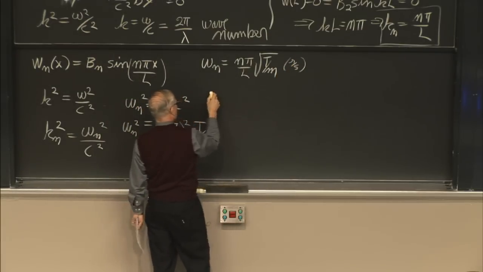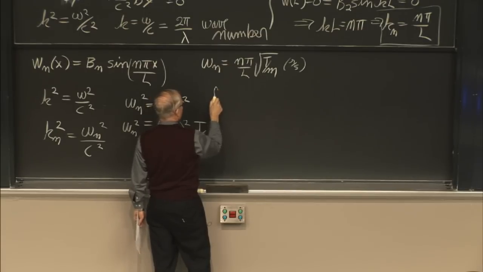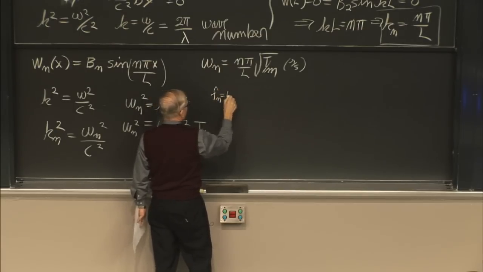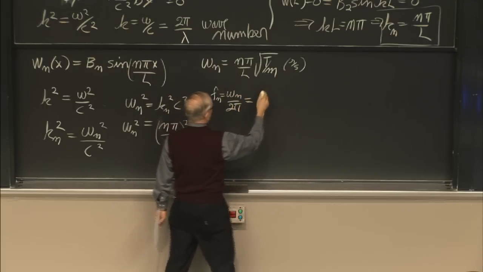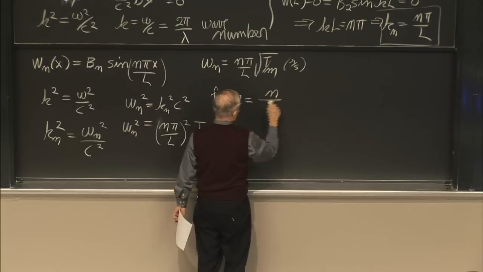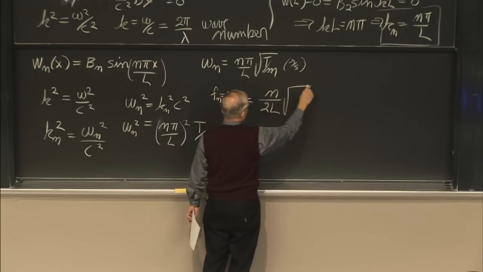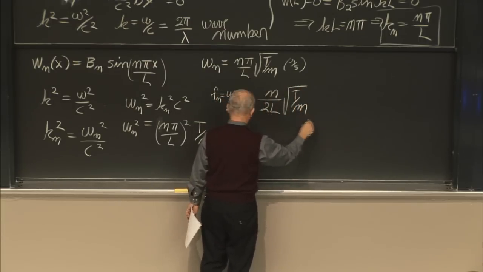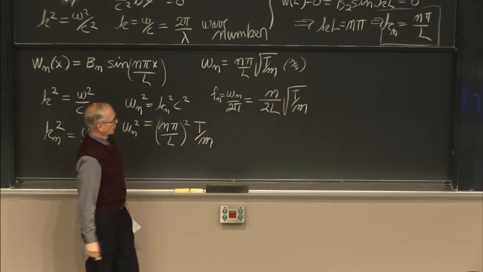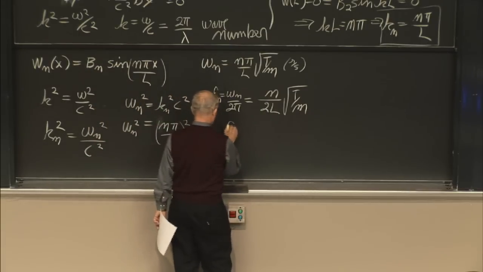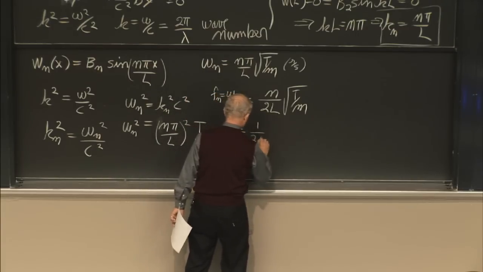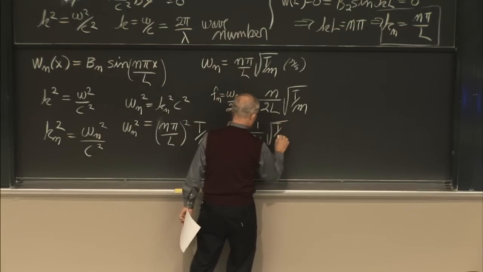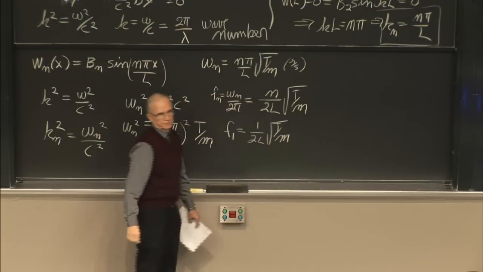I like to work in hertz sometimes, so the natural frequencies in hertz, omega n over 2 pi, become n over 2L root T over m. So the first natural frequency, f1, is 1 over 2L root T over m.